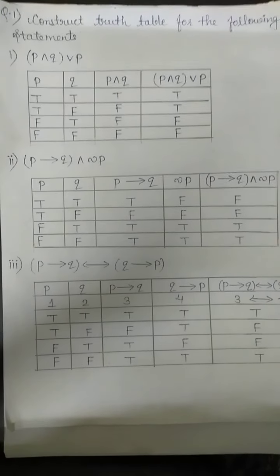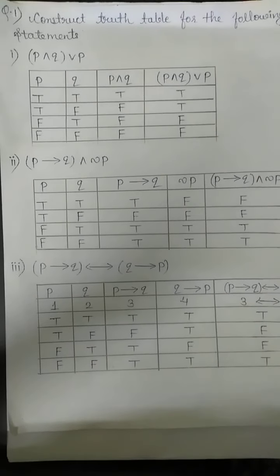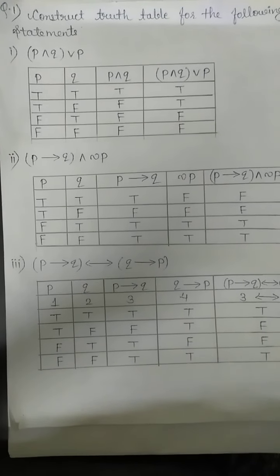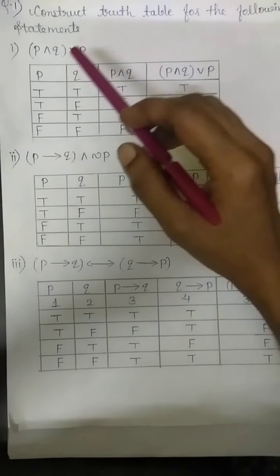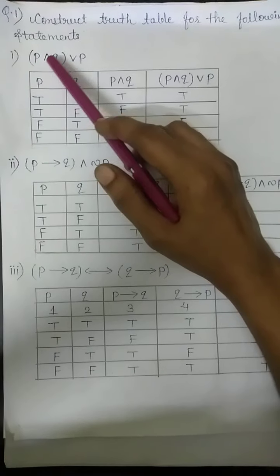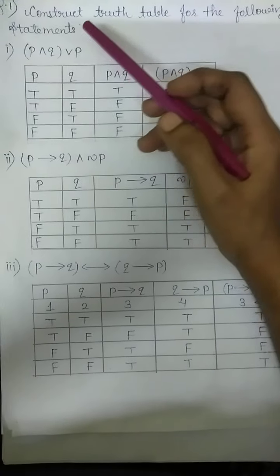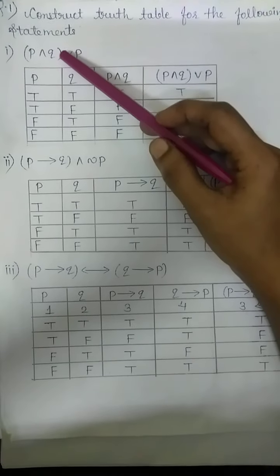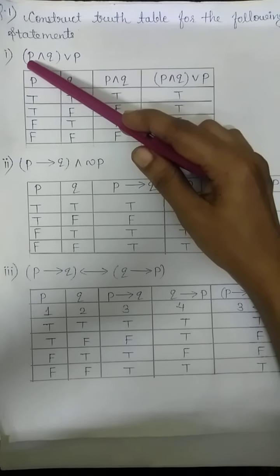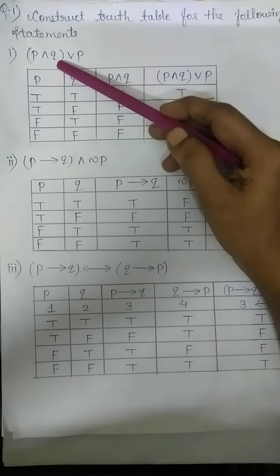Hello students, today we will learn how to construct the truth table when the statements are given in symbolic form. First one, P and Q or P. Now first, how many statements are given in this? Two statements are given. One is P and second is Q.